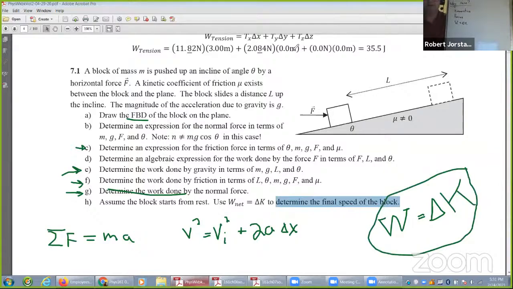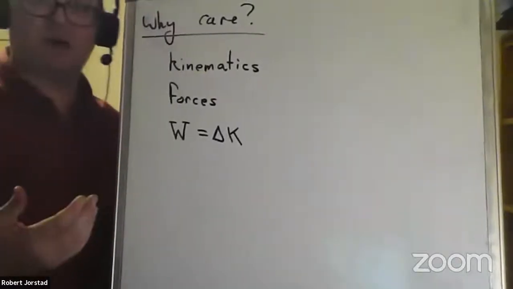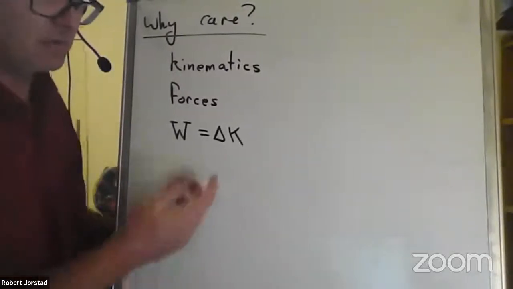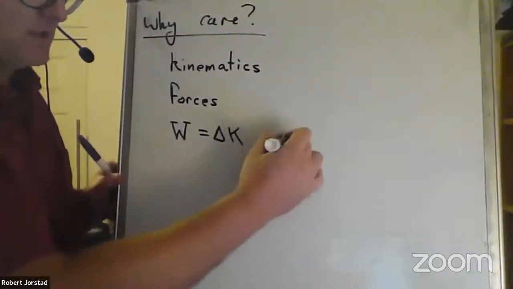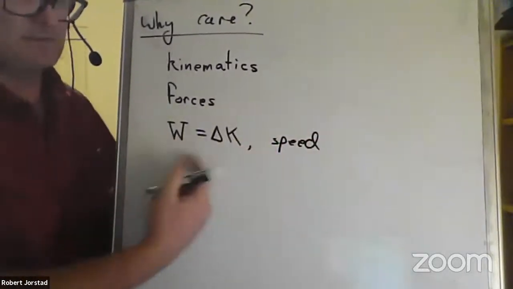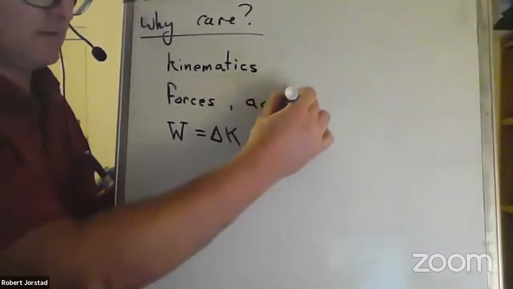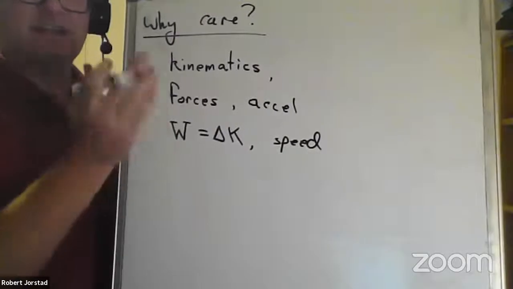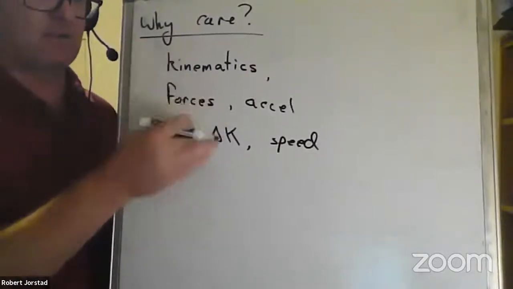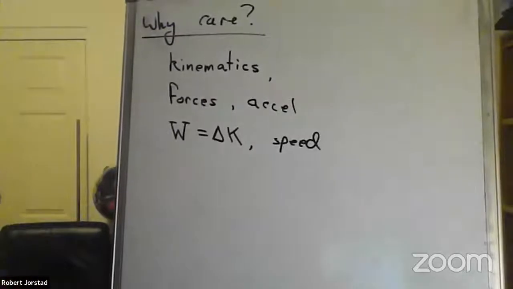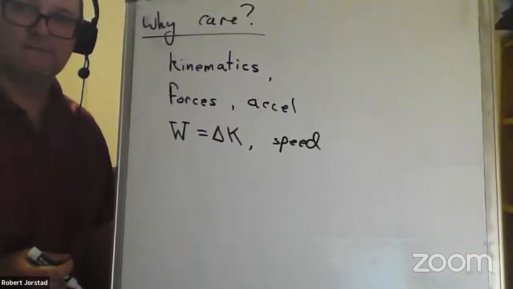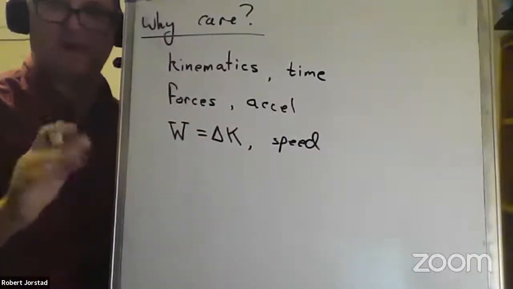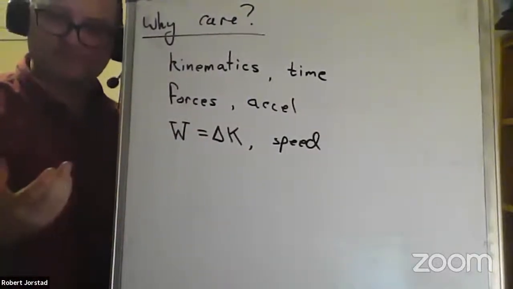In general, there are going to be classes of problems where we don't need acceleration and we only need speed. If that's the case, this might be the equation to use. So when we're doing problems that talk about speed, this is pretty useful. This one talks about acceleration. And what appears in the kinematics equation that doesn't appear in either of these other two? Time.